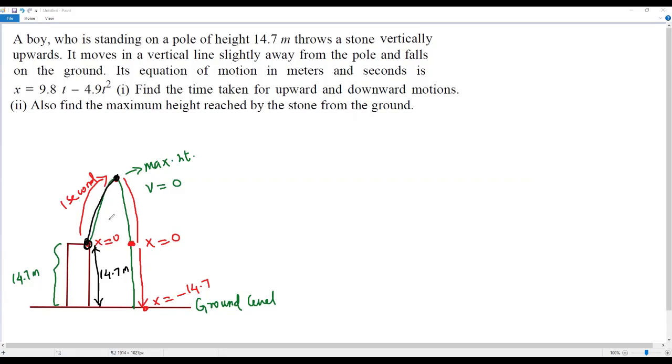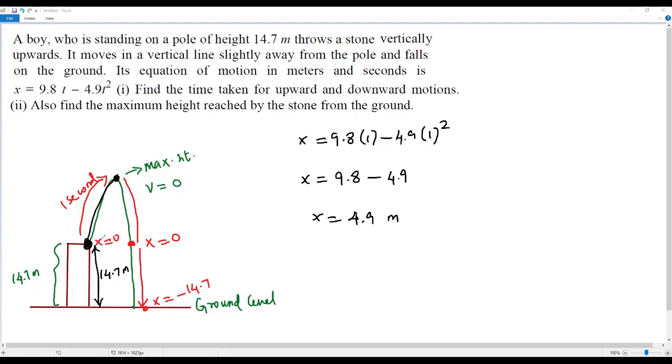First let's find the distance traveled by the stone from the top of the pole to the maximum height. For that, I have to plug the time 1 second into the equation of motion. Let me do it. x equals 9.8 times 1 minus 4.9 times 1 square. I just plugged in t equal to 1 into this equation of motion. Then I'm getting x equals 9.8 times 1, which is 9.8. The evaluation of 1 square is 1, and 1 times 4.9 is 4.9. When I subtract 4.9 from 9.8, I'm getting 4.9. Already we know that the unit of x is meters. So the distance from the top of the pole to the maximum height is 4.9 meters.